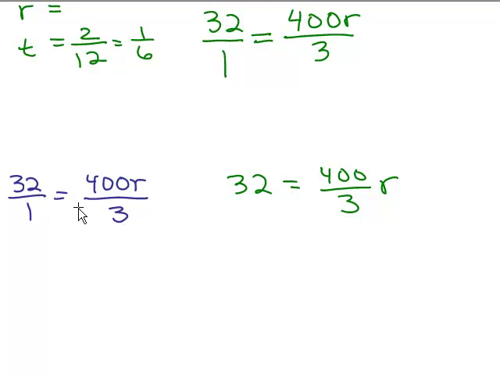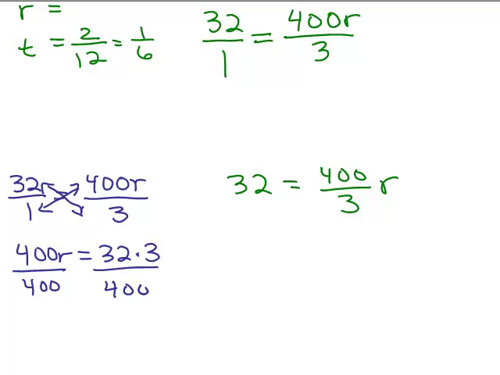If you're going to think of this as a proportion, then you could cross multiply. So remember, you can multiply those two together and it equals those two together. That works only if you have a proportion, right? You have one fraction equaling another fraction. So I have 1 times 400R equals 32 times 3. All right, can we do that in our head? 32 times 3, you could, or if you feel like it, just leave it as 32 times 3. And then we divide both sides by 400.